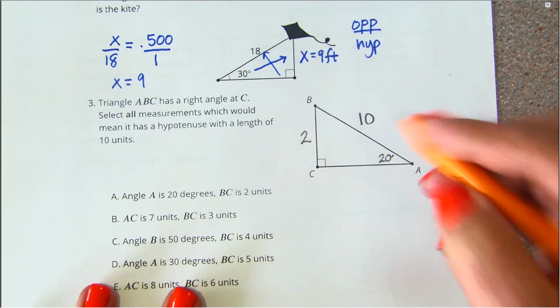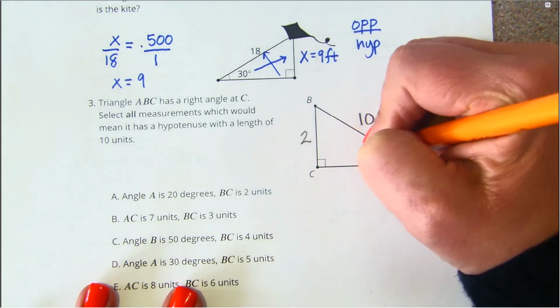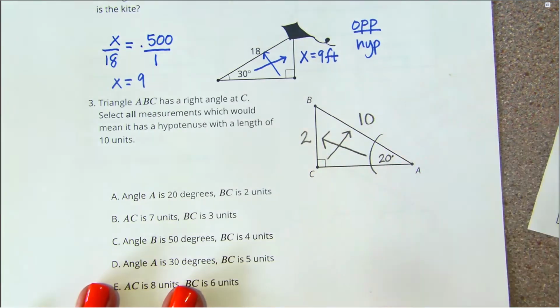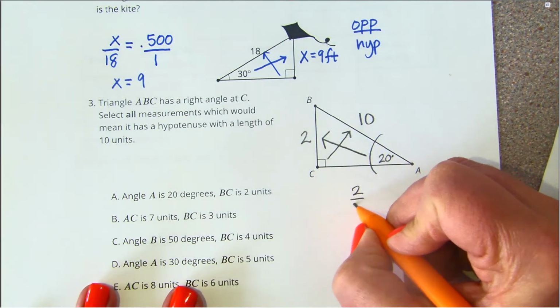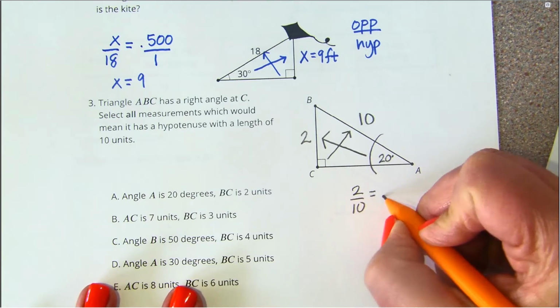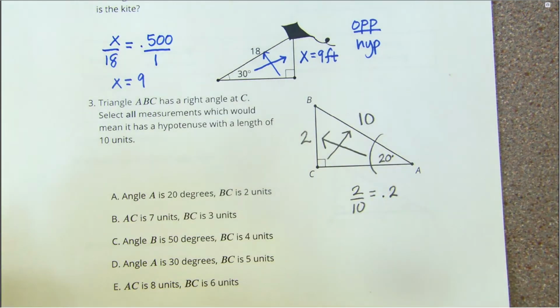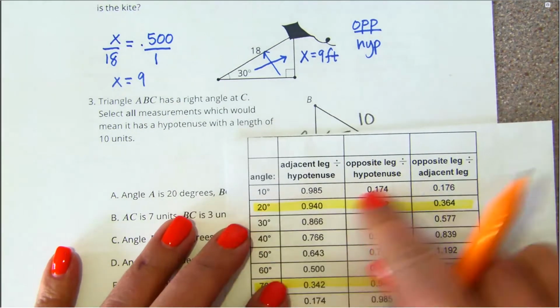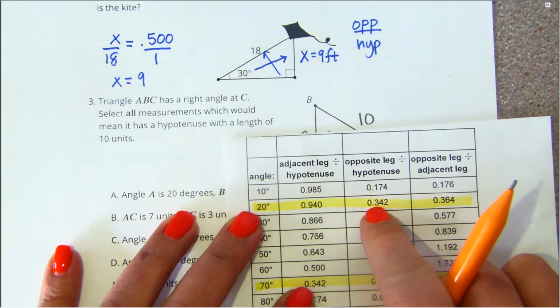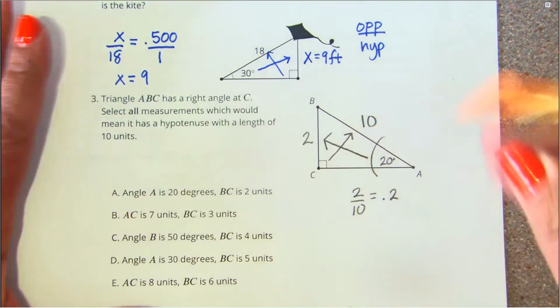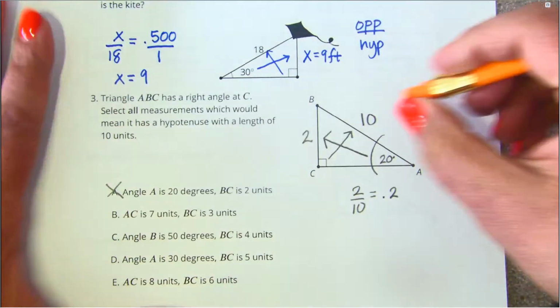According to my trig table, if I take the opposite, which is what I got, over this hypotenuse, which is what they want, 2 divided by 10, that's 0.2. That's what I should have in the chart for a 20-degree angle for opposite over hypotenuse? Let's go look. Opposite over hypotenuse, 0.342. I got 0.2 if this is 10. No, doesn't work. I'm going to have to erase all this.